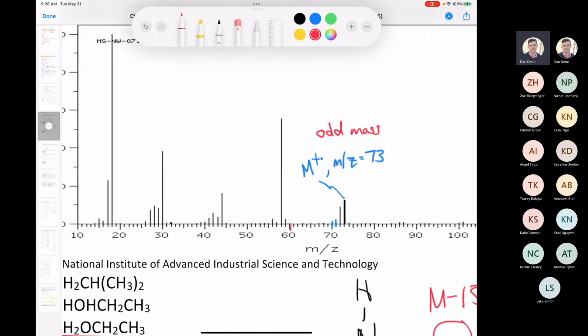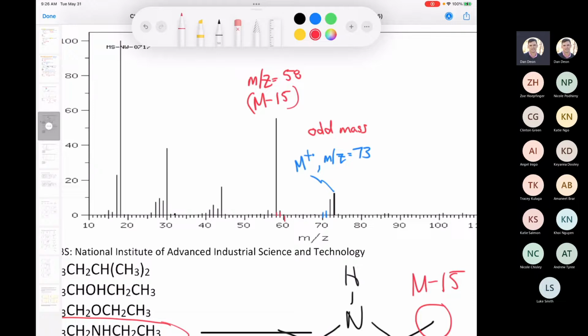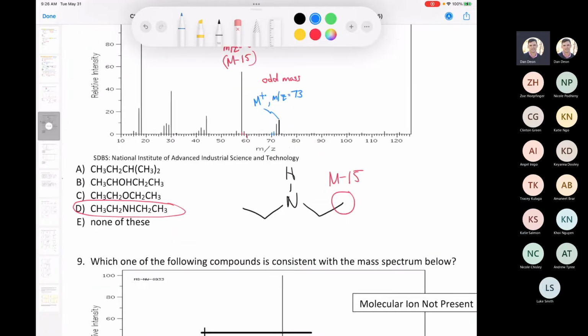So you see that you have 60, 59, 58. So this is mass over charge equal to 58, and this is a loss, or we could just put here M minus 15 from the loss of our methyl. What else could you lose? You could lose the whole ethyl, right? You could lose an ethyl, which is M minus 29.